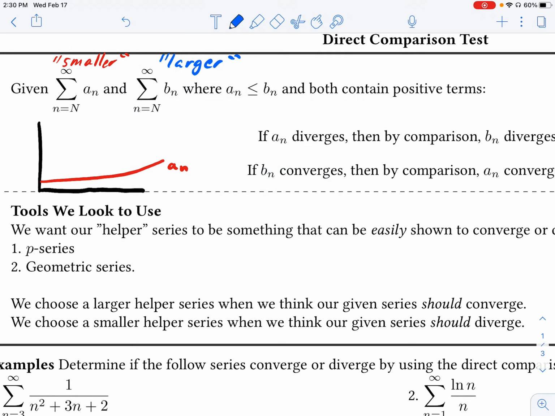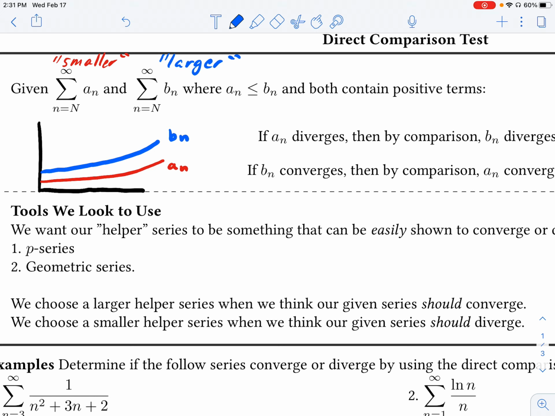And before I draw B sub n, let's think about this for a second. If B sub n is the larger series, and you know that every term in A sub n is less than or equal to every term in B sub n, if your smaller series is diverging, then B sub n has no choice but to also diverge. B sub n can't suddenly converge, because that would mean those terms are getting smaller when that's not happening with A sub n.